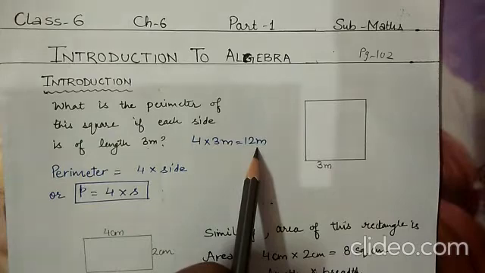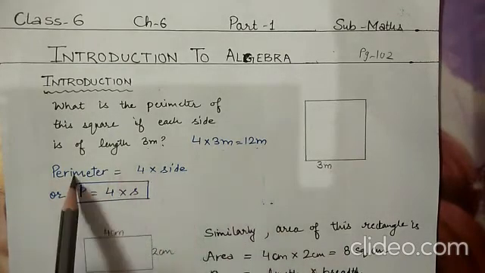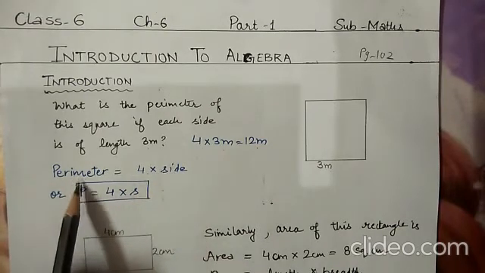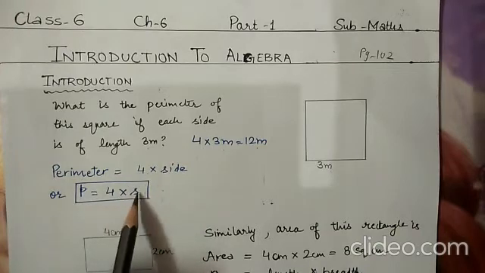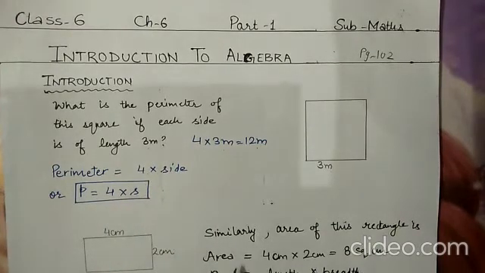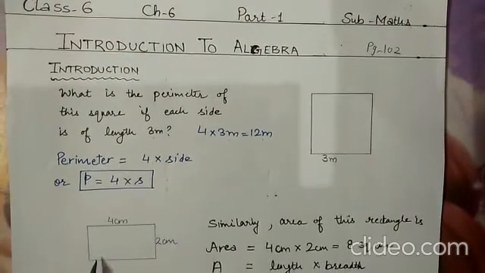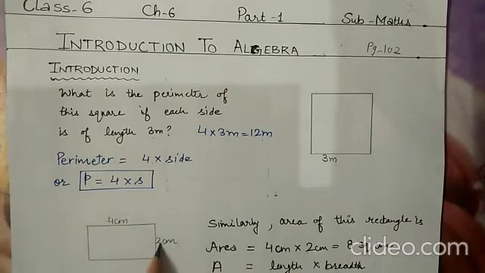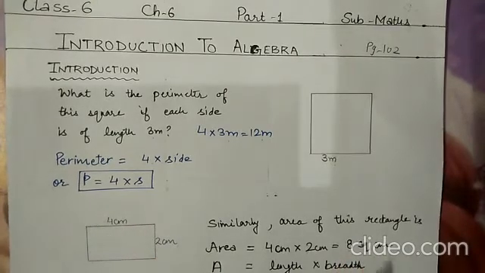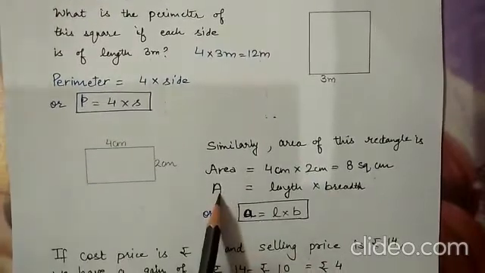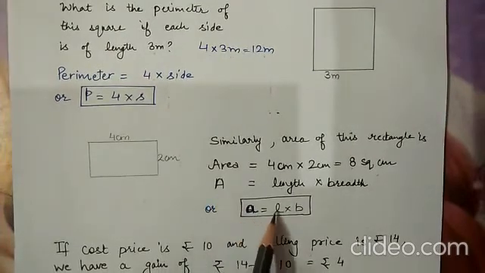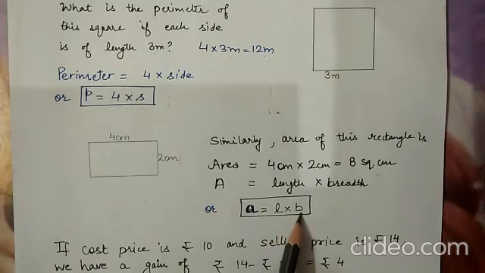So what concept did I apply here? Perimeter is equal to 4 into side, or we can write it as P equals 4 into S. Similarly, if I want to find the area of this rectangle whose length is 4 cm and width is 2 cm, area will be 4 into 2, that is 8 square centimeters. And what is the formula for finding the area? Length into breadth. Or I can simply write A is equal to L multiplied by B.